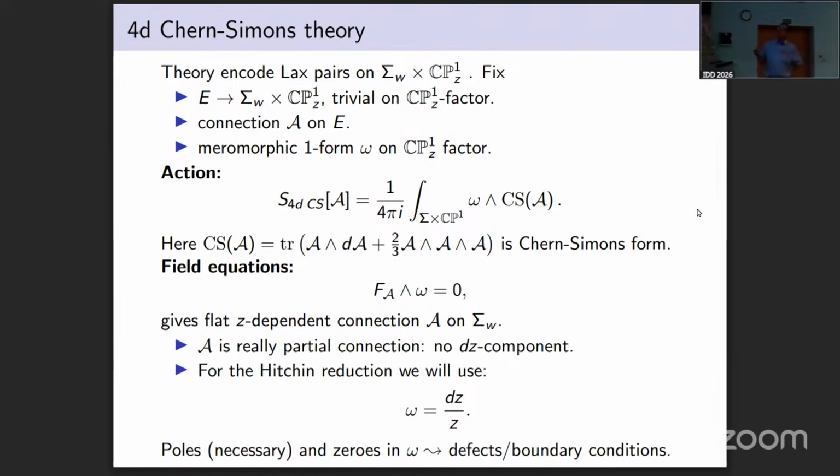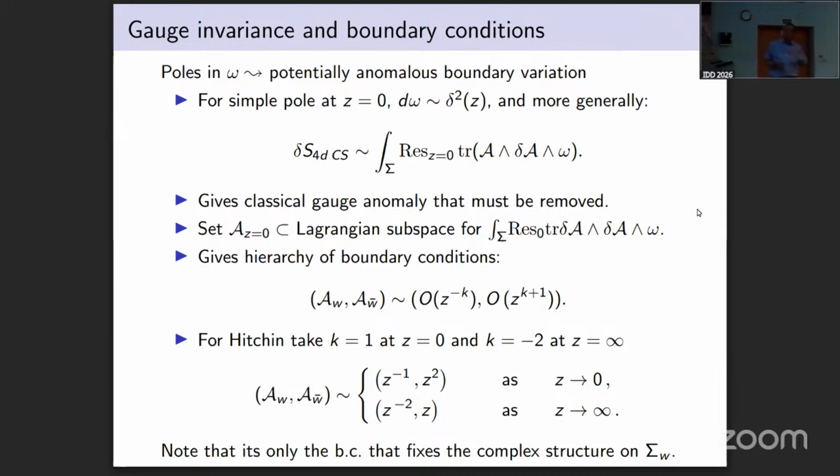Okay, so how do you deal then with these poles in omega? That's going to be a key question. One of the problems with the pole is that when you do a gauge transformation, a pole in complex geometry behaves very much like a boundary condition. And the reason for that is that if you take d of omega, that's really like d bar of omega, and that will give you a delta function at the origin. In complex analysis, you use the word residue.